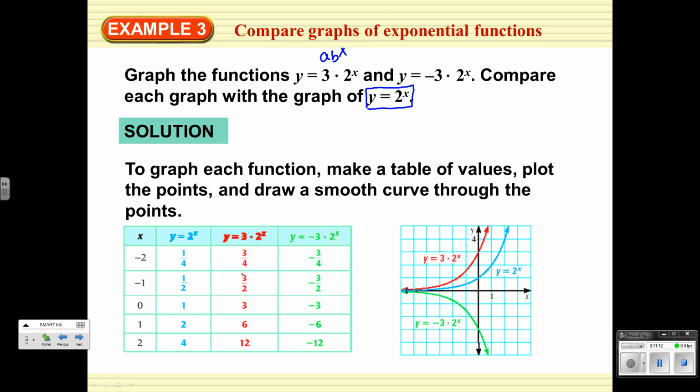Notice I've got them by color. So y equals 2 to the x is this first curve. We did that in the last problem. Notice how the red curve, where we have the 3 in front, curves at an even steeper, quicker rate, because we're taking that 2 to the x power and making it increase even more quickly by putting that 3 in front of it. And then the negative 3 in front graphs a mirror image of the positive 3. So we have kind of a reflection, but this time we're going downward. We're still getting close to that x-axis, but we will still never touch it.